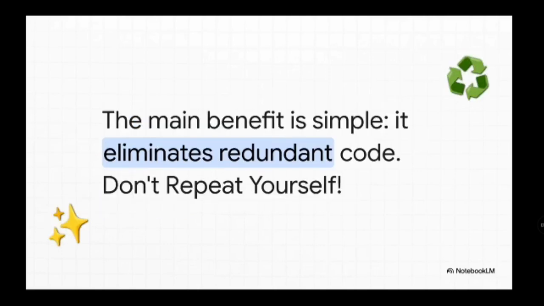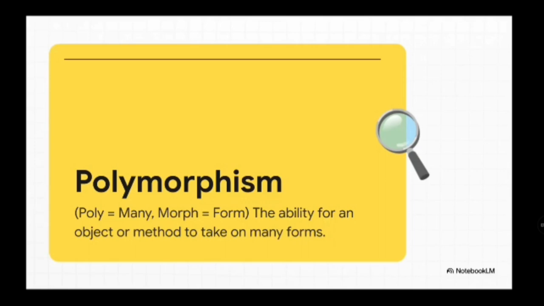Yeah, at the end of the day, that's what inheritance is all about. It's the don't repeat yourself or DRY principle in action. It helps us write less code, which means our code is cleaner and a whole lot easier to manage. And that brings us to our fourth and final pillar.